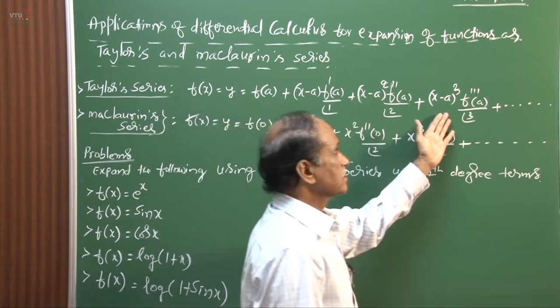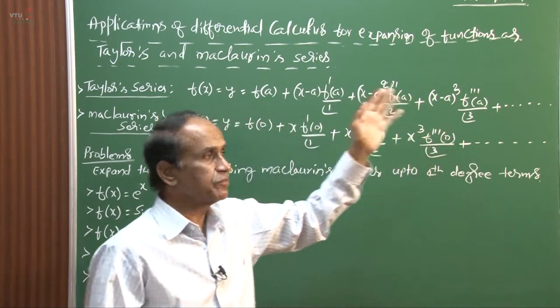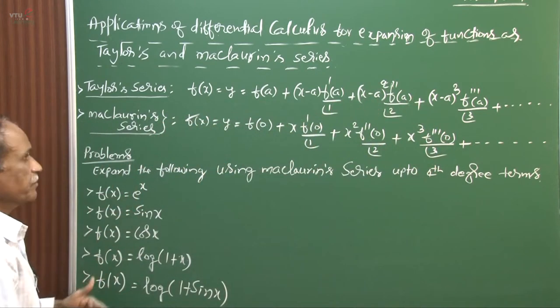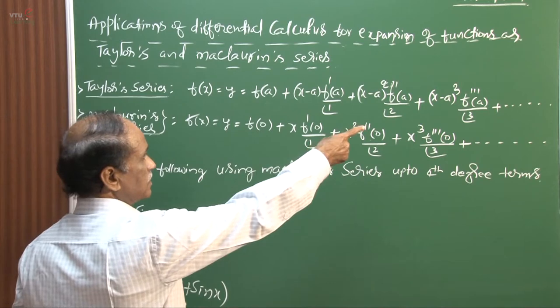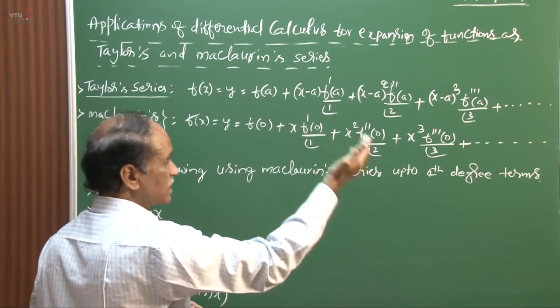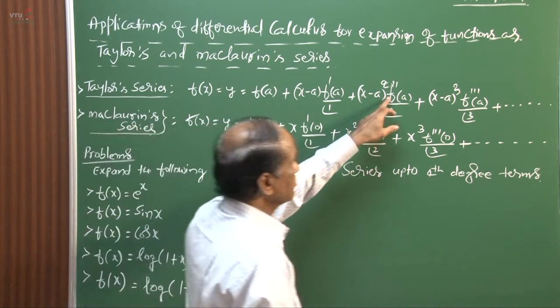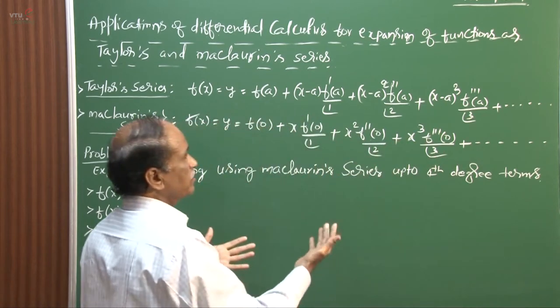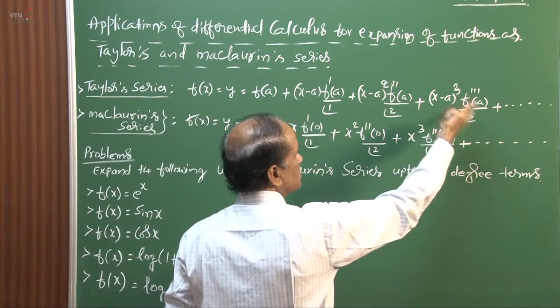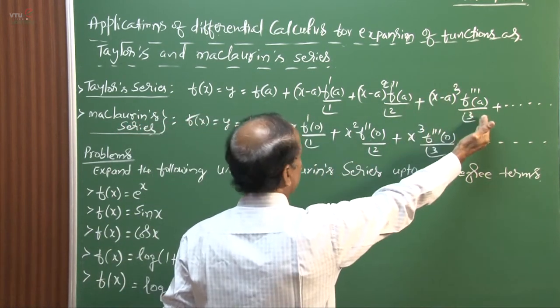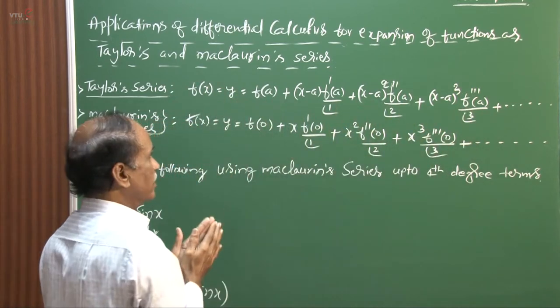In this series, we consider the number of terms for these functions up to whatever number of terms and degree is asked in the series. That means you have to calculate the corresponding derivatives. For example, up to third order derivative, otherwise third degree terms. Then you stop there and simplify.